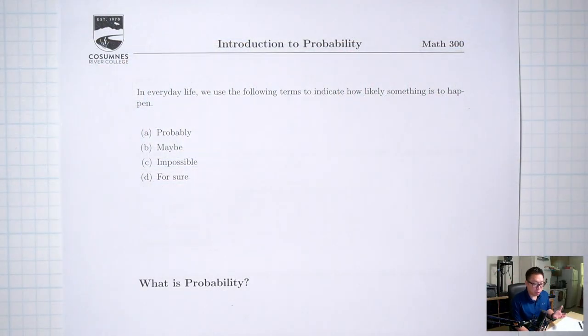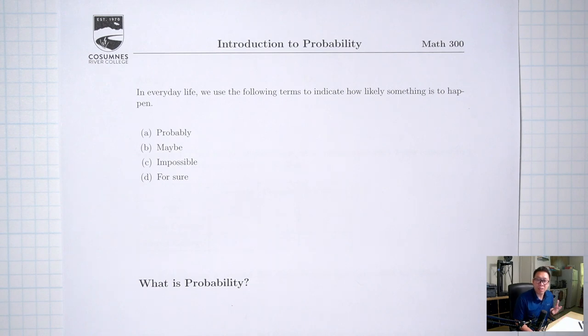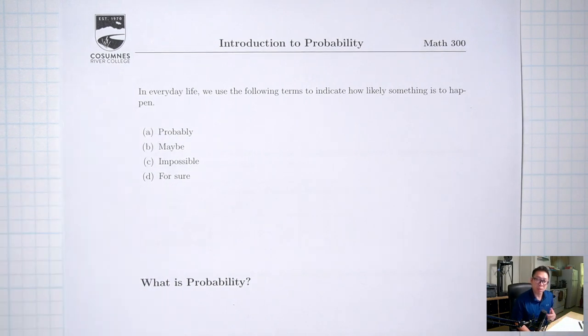Welcome back. Today we're starting a new topic, probability. So in everyday life, you probably have all used these terms here to communicate to somebody how likely something is to happen. If your friend asks you, hey, are you going to the gym today? You might respond with, probably, or, maybe. So the problem with these terms is that they're not very precise.